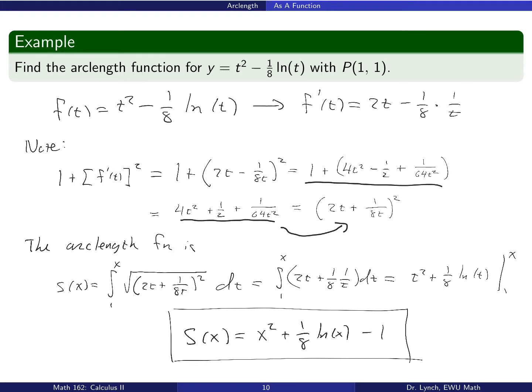Okay, folks, so a nice clean functional form for the arc length function. If you wanted to know the value of the arc length ending at 3 or 4 or 10, you could just plug into this function and you get out the arc length with that starting point (1, 1).